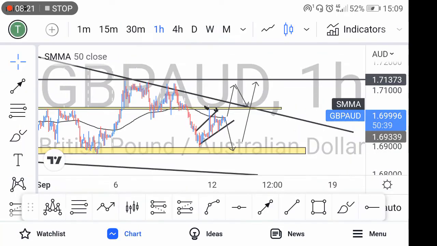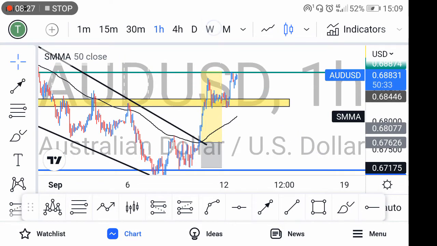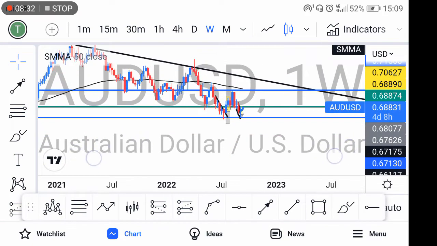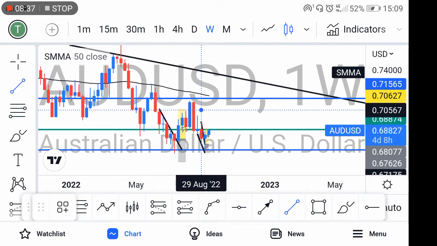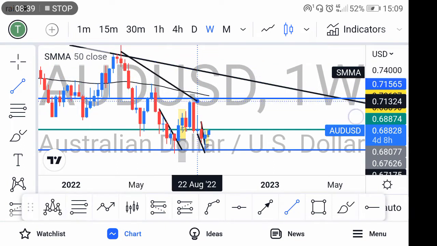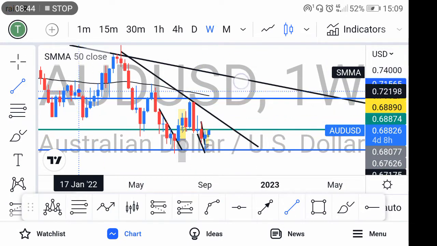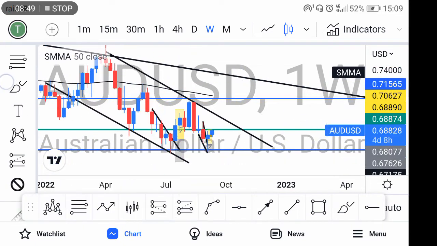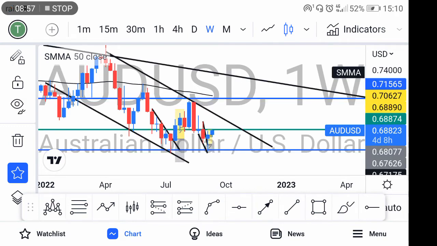Another pair, AUD USD. On AUD USD, guys, let's go even on a monthly time frame. We can see it gave us a double bottom here, guys. We're at a double bottom inside this trend. I don't wanna put too much on this analysis, guys, but we can see we have a double bottom here. This is our double bottom, so expecting it to push to the upside.